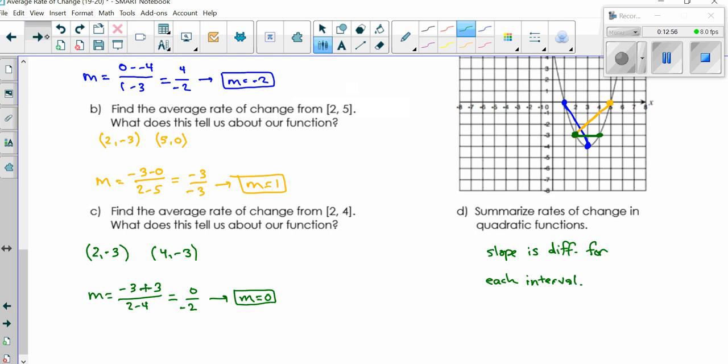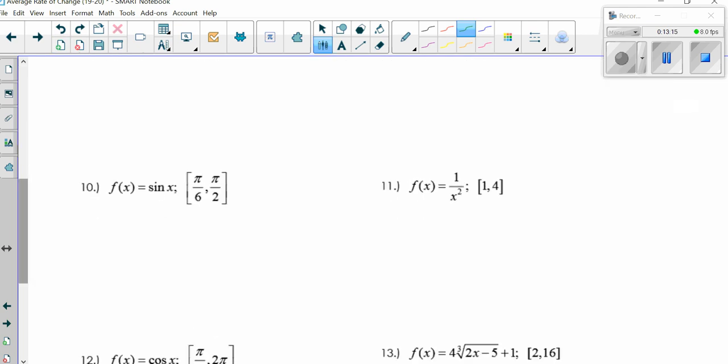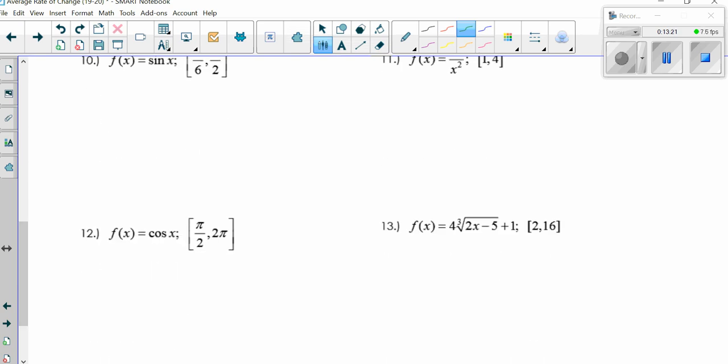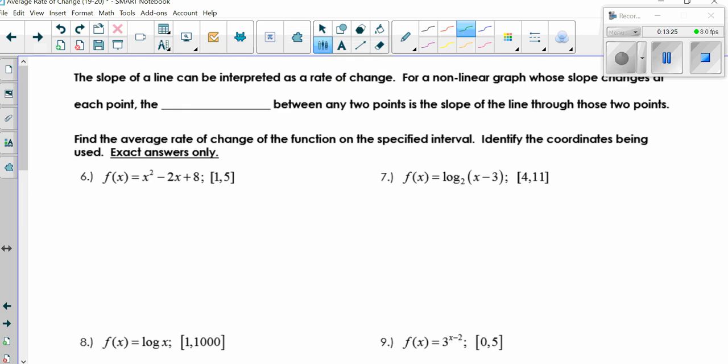All right, and the back side, this is kind of what we're getting to. Notice that we're going to find the average rate of change for each and every single one of these functions listed on this page. We have a quadratic here. We have a logarithmic function here, a logarithmic function here. We have an exponential. What else do we have? We have a trig function, a rules of exponent one here, a trig function, and a cube root. All right, so we got a lot of good algebra going on this page.